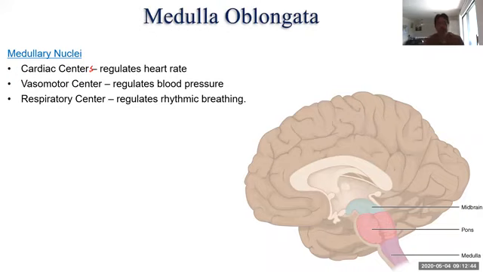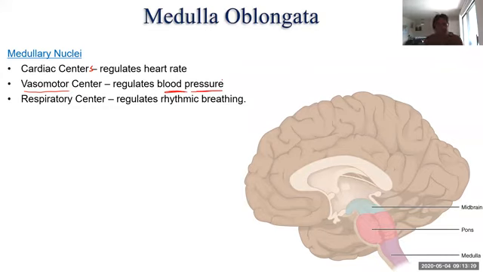Other important structures in the medulla oblongata include a vasomotor center. As the name implies, the vasomotor center is going to the smooth muscles in your blood vessels. So if you want to vasoconstrict your arteries, for example, make them smaller, that would increase your blood pressure. If you were to vasodilate your blood vessels, relax them, that would decrease the blood pressure. So by constricting or relaxing these muscles through the medulla, we can help to regulate the blood pressure.